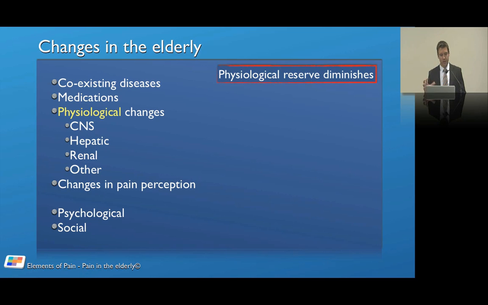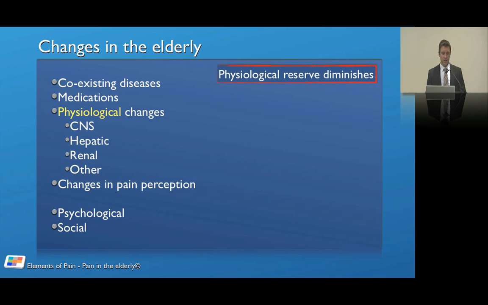So the things that happen, well, as you can see, they're biological things that you need to consider if talking about changes in the elderly. There are psychological things that you need to consider and social things that you need to consider. I'm not going to spend any time talking about psychological and social changes that occur in the elderly.